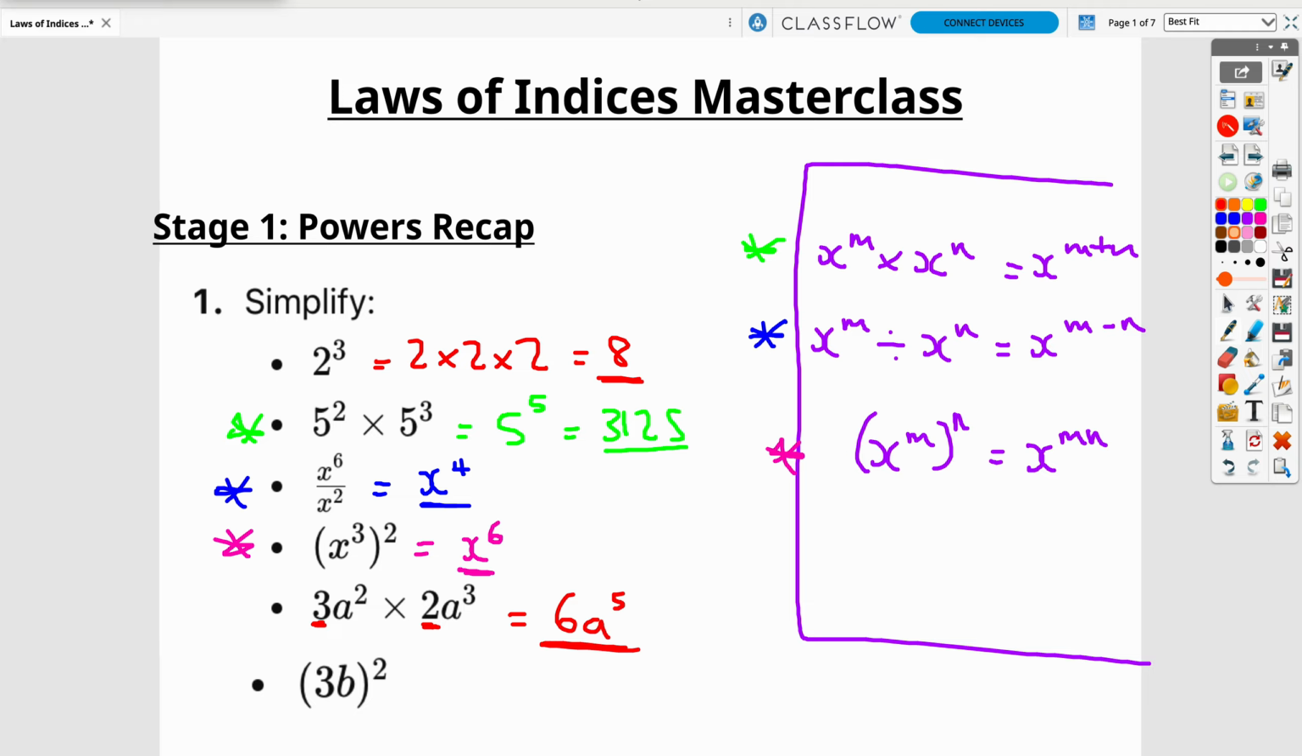Last but not least, now a lot of people get confused with this one. What this means is that we're just squaring it, so we're multiplying it by itself. So what essentially happens is that we do 3 squared, because it's 3 times 3, times b squared. So the answer is 9b squared. Everything basically inside the bracket in that product is getting squared.